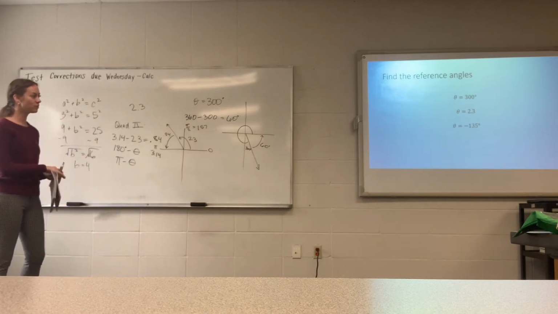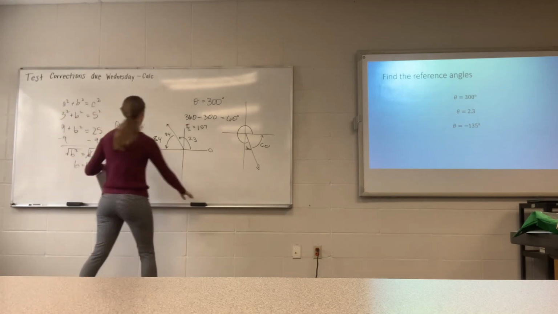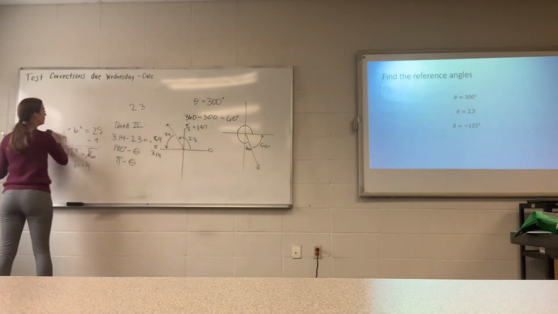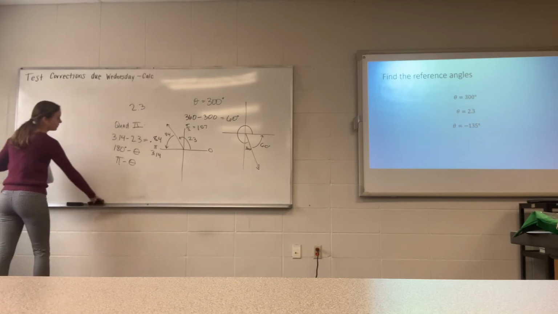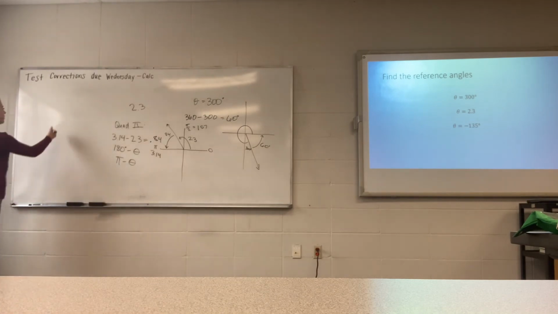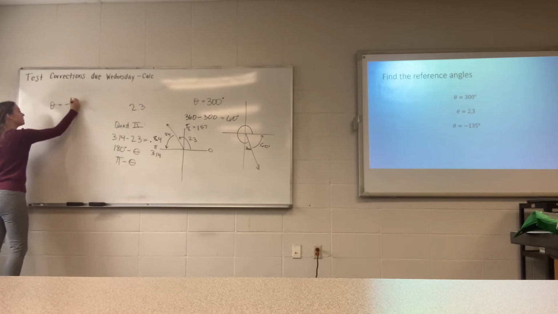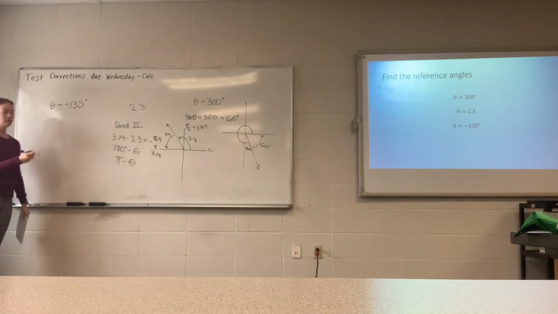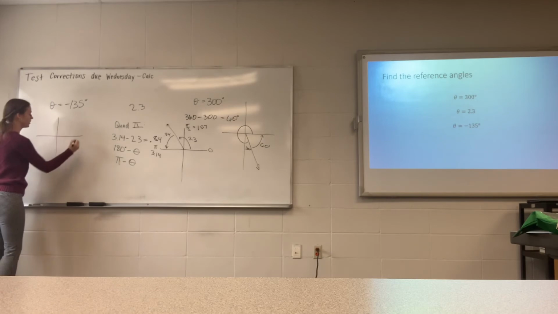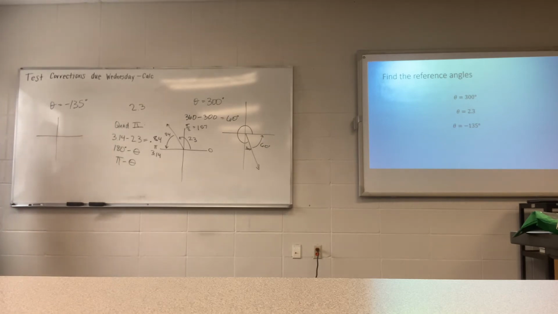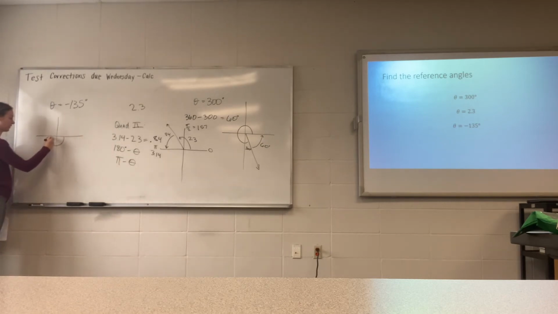Okay, all right, let's do the last one. I have negative 135 degrees. What does the negative mean? Going backwards. What quadrant should I draw this in? The third. Yes, kind of. It's tough, because this would be 180, this is 90, so it's in between 90 and 180. So we'll say this is 135 degrees.